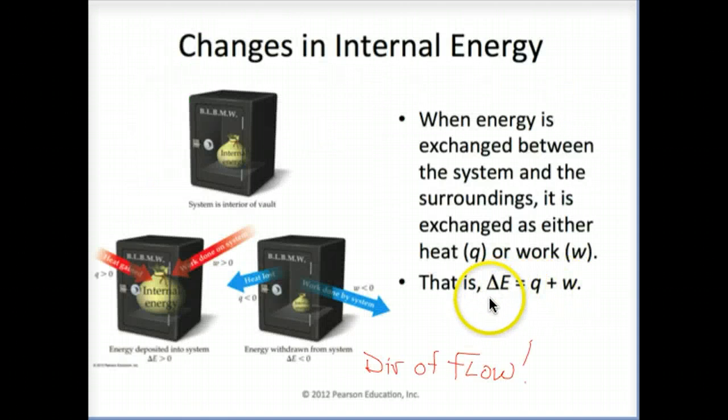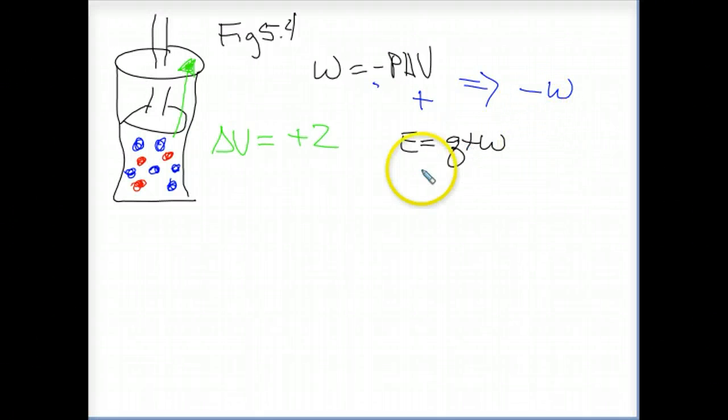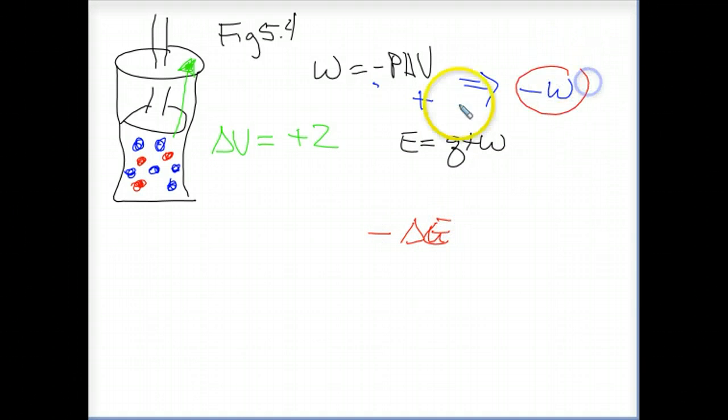If we go back to our energy equation, we know delta E is Q plus W, and that means if we have negative W, that our delta E here has become negative, because my W is negative. Work was done by the system. The direction of flow matters.